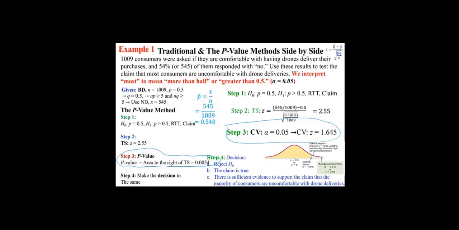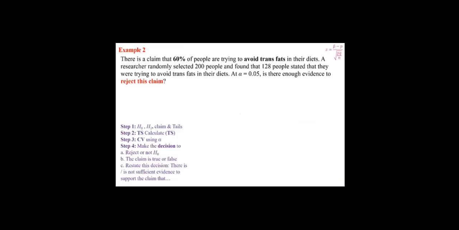Let's go to the next example. There is a claim that 60% of people are trying to avoid trans fats in their diets. A researcher randomly selected 200 people and found that 128 people stated that they were trying to avoid trans fats in their diets. At alpha equals 0.05, is there enough evidence to reject this claim? So first and foremost, understand what is given. There's a 60% claim, so that means our p. 200 is our n. 128 people stated that they were trying to avoid trans fats. That is x. And of course, alpha is given symbolically.